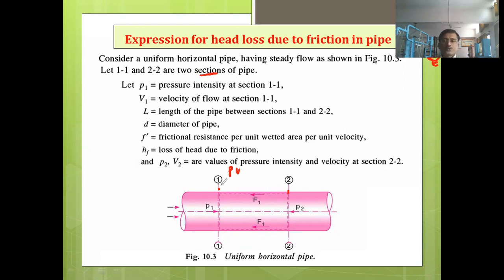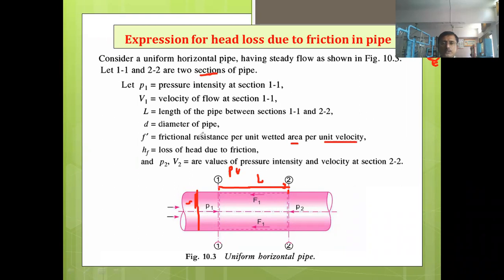The distance between these two particular sections is considered as length L. Okay, length L is the distance between these two. Small d is the diameter of the pipe. Okay, या pipe चे diameter या ठिकाणी दिलेले आहे. Then F dash. F dash is the frictional resistance per unit wetted area per unit velocity.